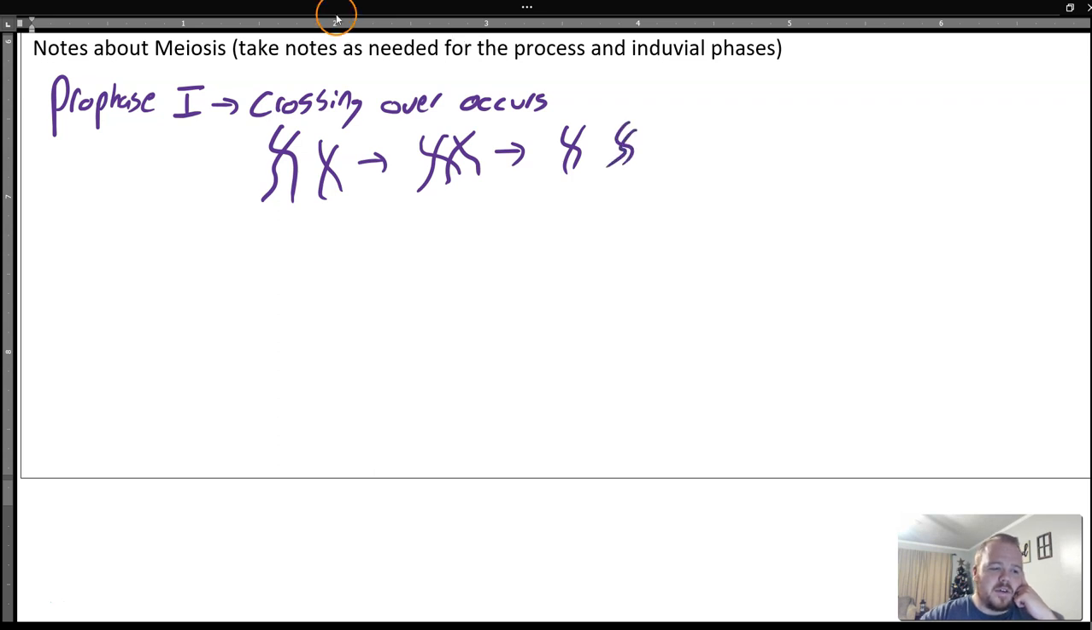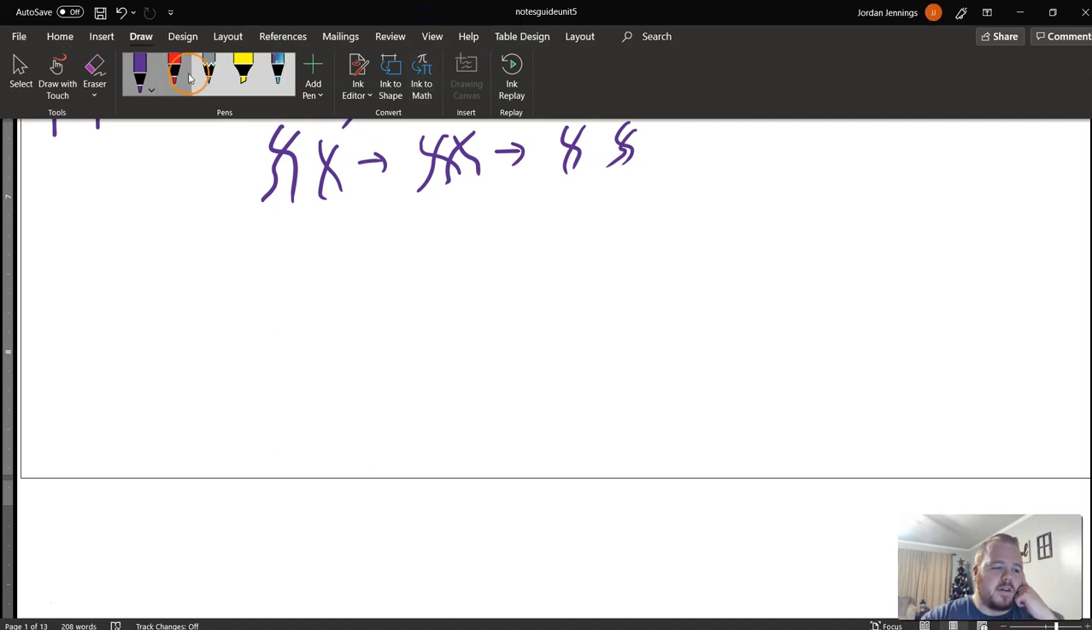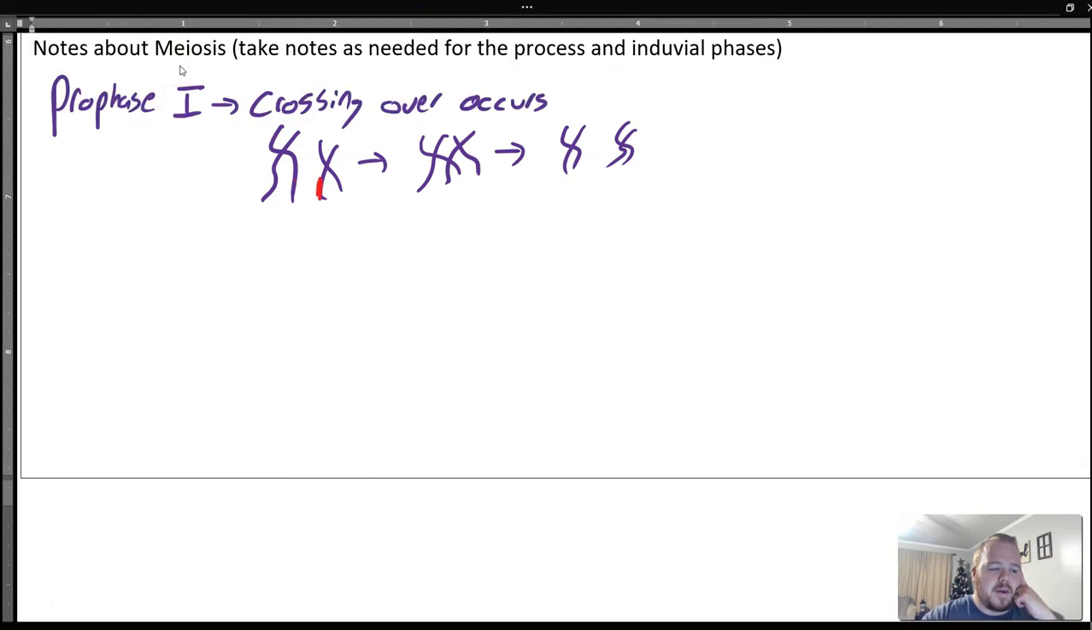And I should use a different color. Let's see if I can pull down that little menu here that gets annoying. Let's make that one red so it kind of sticks out a little bit better.